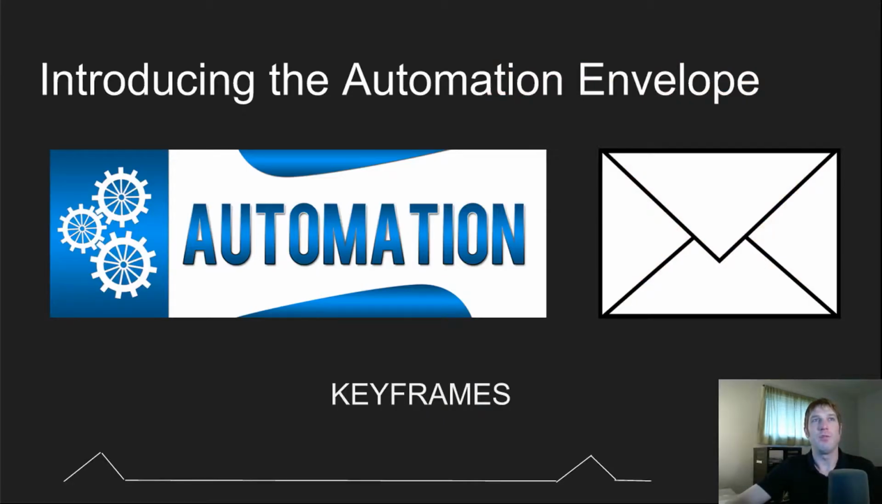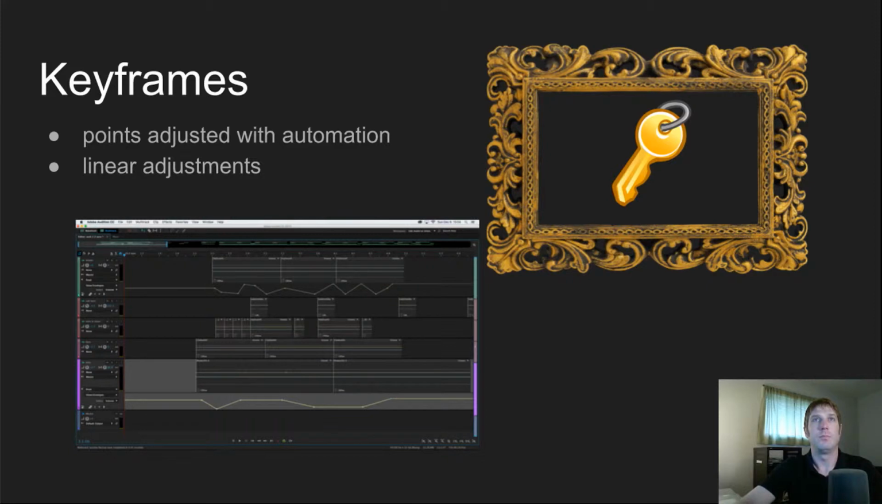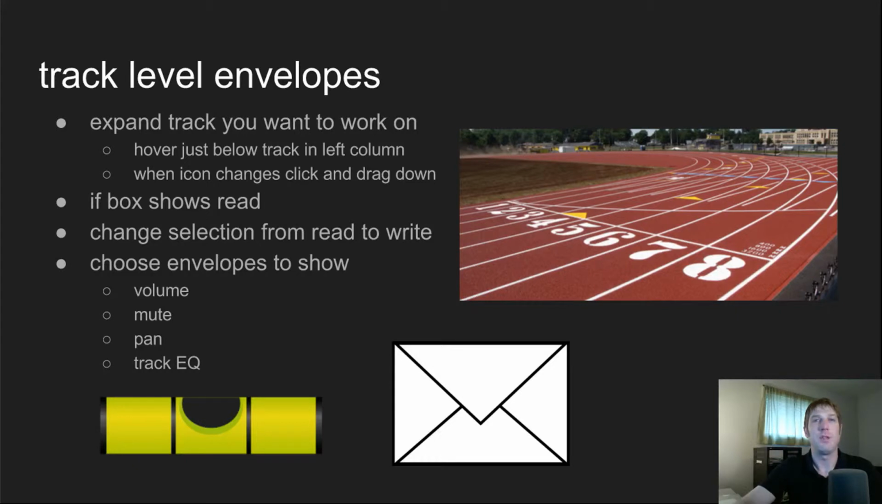Introducing the automation envelope. In digital audio, the envelope is simply a line drawn through the track or clip, on which the parameters can be adjusted. We make adjustments on this line using keyframes, track level envelopes, and keyframing.